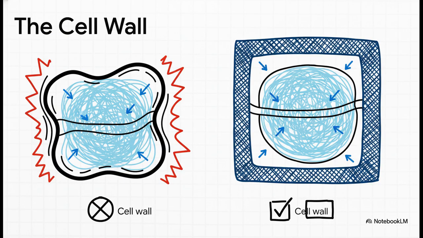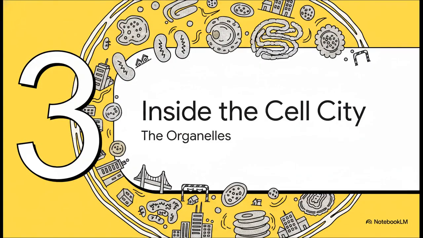Now, if you're a plant cell, you've got an upgrade. You've got an extra layer of security and support, a rigid cell wall right outside the plasma membrane. It's made of cellulose, that's the tough, fibrous stuff. This wall is what gives plants their structure, and really importantly, it stops the cell from bursting when it fills up with water. It's like a natural pressure suit. All right, we're past security.